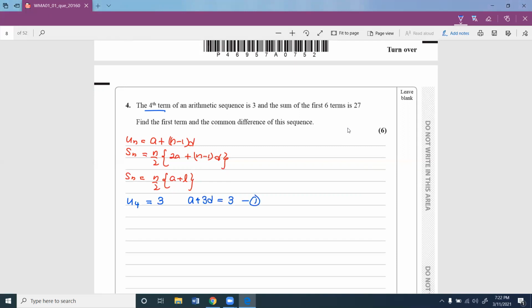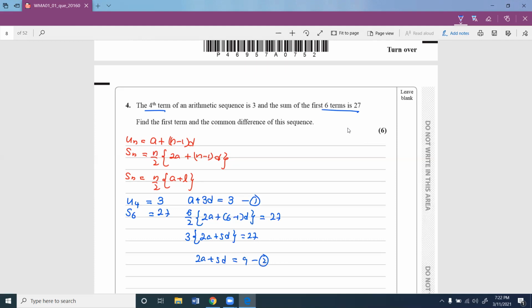The sum of the first 6 terms is 27. That is S6 equals 27. Then you can write S6 as 6 divided by 2, times (2a plus (6 minus 1)d), equals 27. Then 6 divided by 2 is 3, so 3 times (2a plus 5d) equals 27. If you want, you can take this 3 to the other side as a division. With that, you can say a plus 5d equals 9. This is my second equation, right?